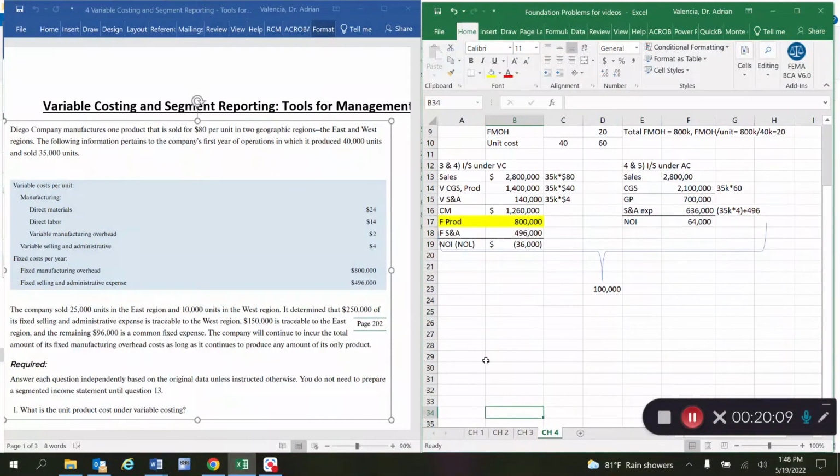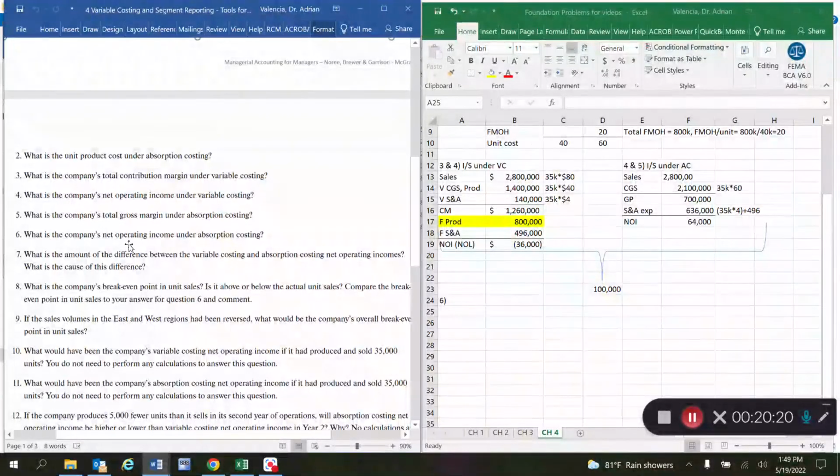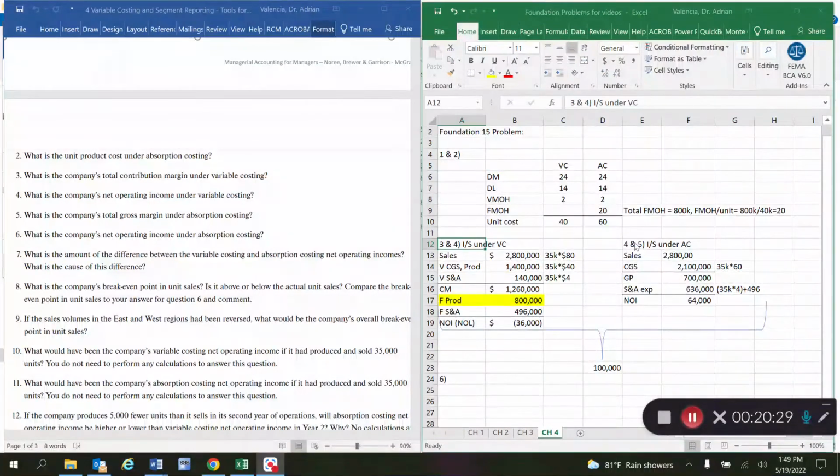Okay, so that's 3 and 4, and then 4 and 5. Let's look at number 6. What they're asking for in number 6. Okay, so what is the company's net operating income? Oh, I think we did. Wait, let me see. Bear with me here. I see the mistake I made. This is both 5 and 6. Sorry about that. So now we are on number 7.